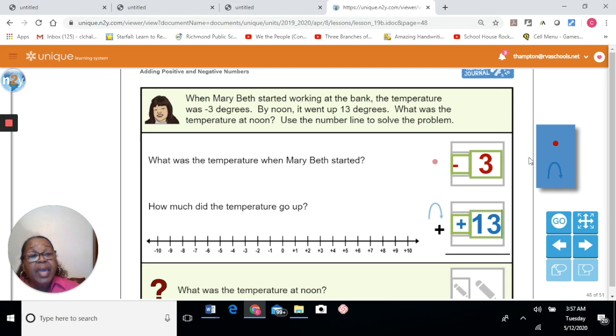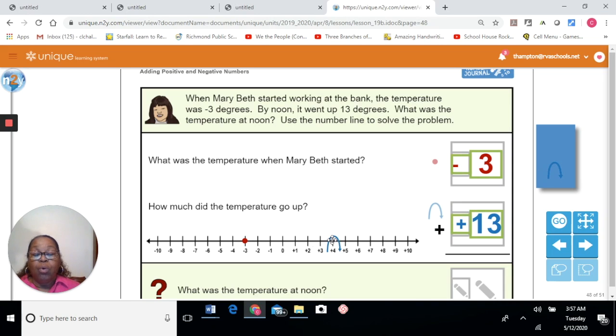So we started at a, let's put this dot at a -3. We have to go to the negative portion of our number line, put it on the -3. And we have to add a positive 13. And if I'm adding a positive number, what direction am I going to go in? You're right. We're going to go to the right.